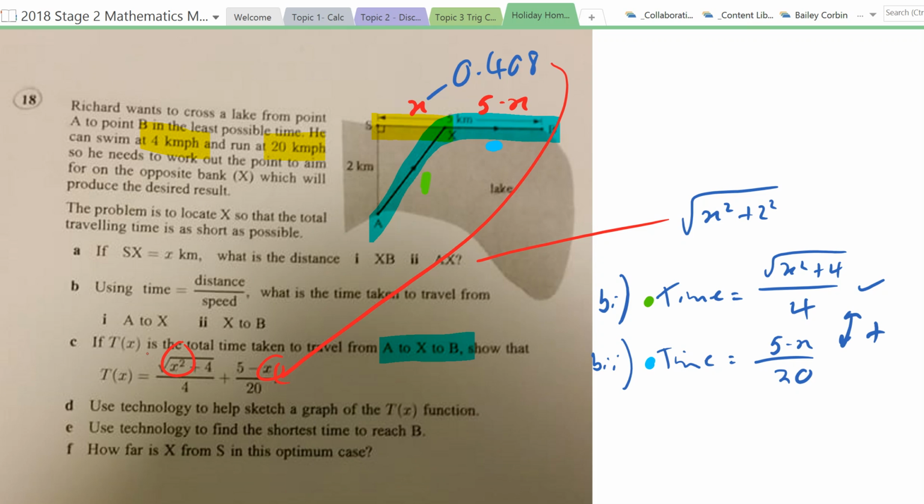How far from X is S in the optimal equation? Oh, well, we just answered that. That's the 0.408. Okay, well, that is it here. Hopefully that helps. Thank you very much.